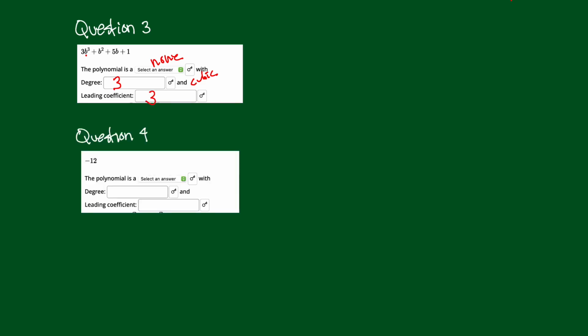Oh, question 4 is interesting. Look at this. We just have one term. So this polynomial is, there's only one term, so this is a monomial. Now the degree here is 0.